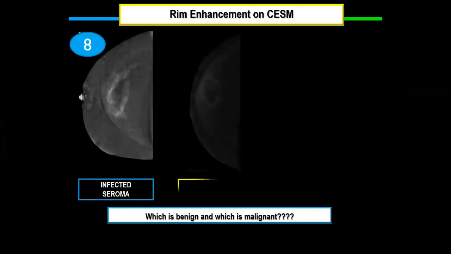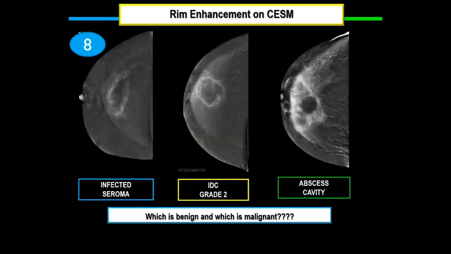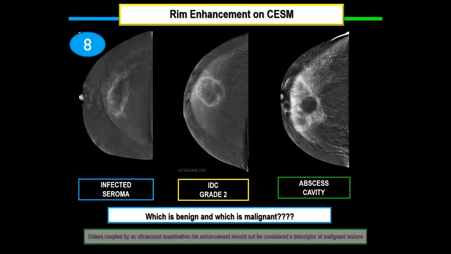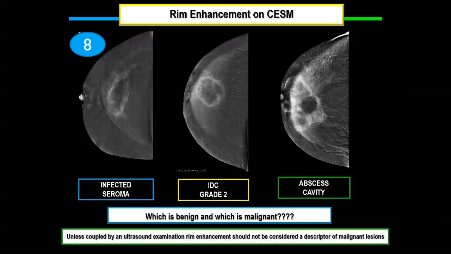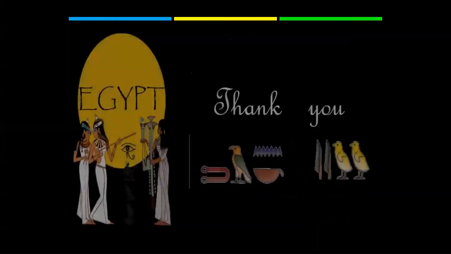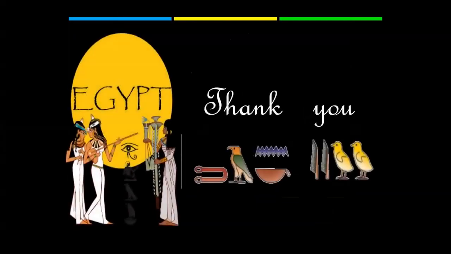Number 8, we had 3 cases with rim enhancement. The first case was an infected operative bed seroma. The second case was an invasive duct carcinoma grade 2. And the third case was an abscess cavity. And I think based on the contrast mammography alone, we can never differentiate between the 3 cases. In these cases, usually we have to couple what we see in the contrast mammography with what we see on the ultrasound to be able to diagnose the lesions. And thank you. By this, I finished.